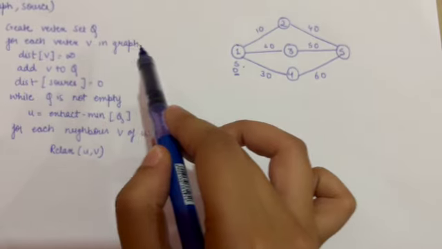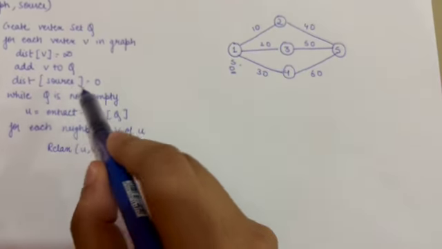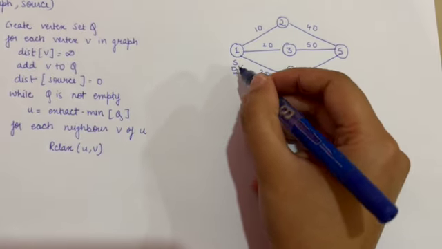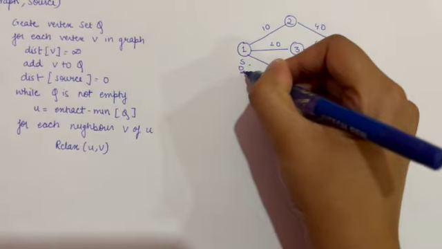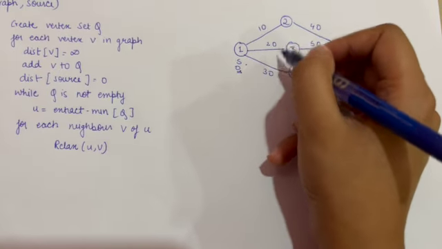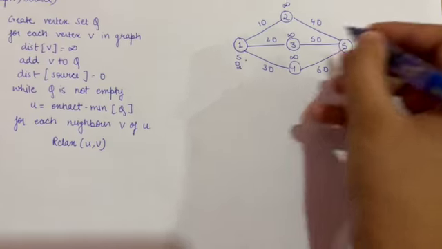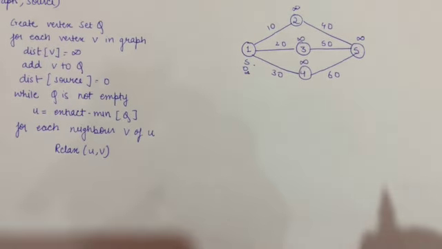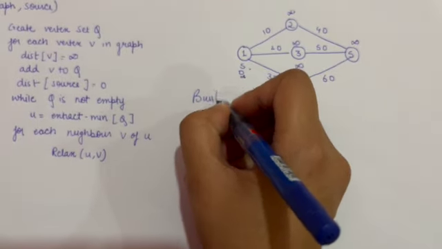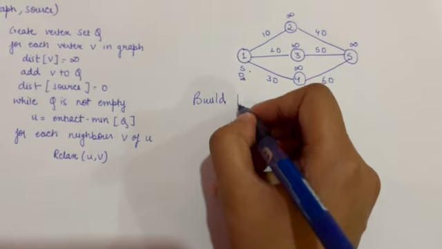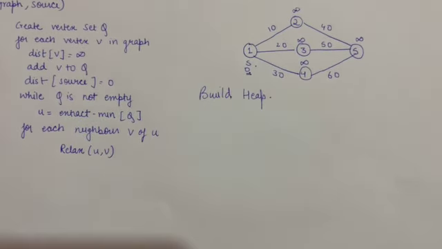For each vertex v in graph, distance v is equal to infinite. Add v to Q. Distance source is equal to 0. So now we have taken the distance of source as 0 because the time it will take for the source to come to the source will be 0. So now we have taken all the distance of v as infinite. So now what we will do is add v to the Q. So now here we are building a heap. In heap also we are building with the function as minimum, so that we can understand our time complexity.